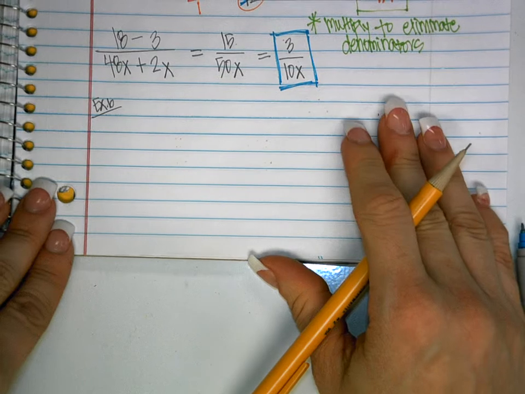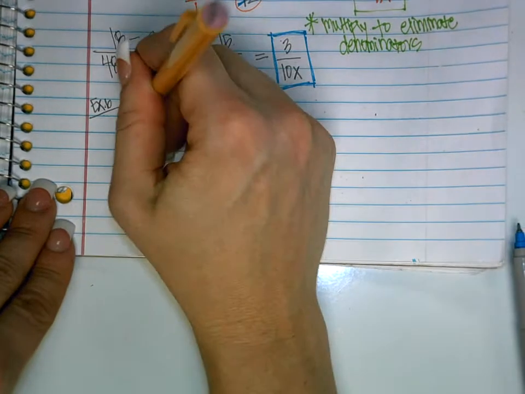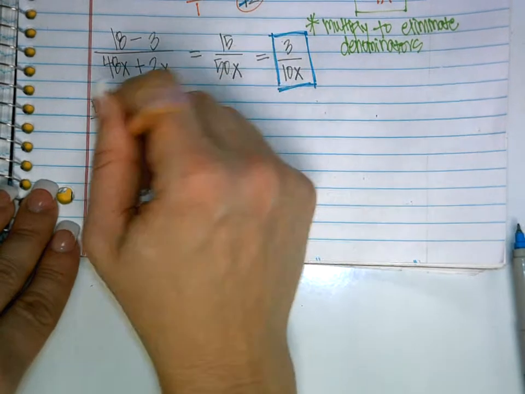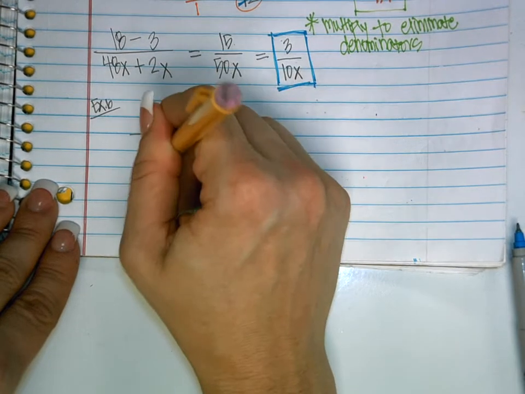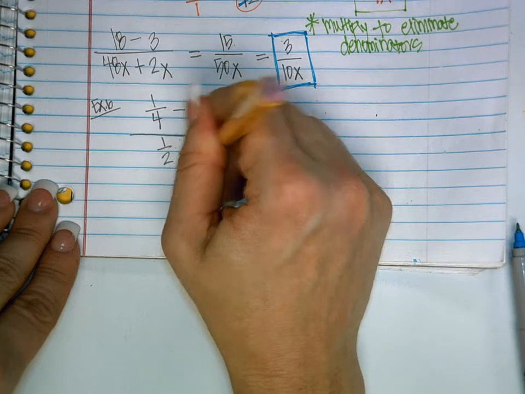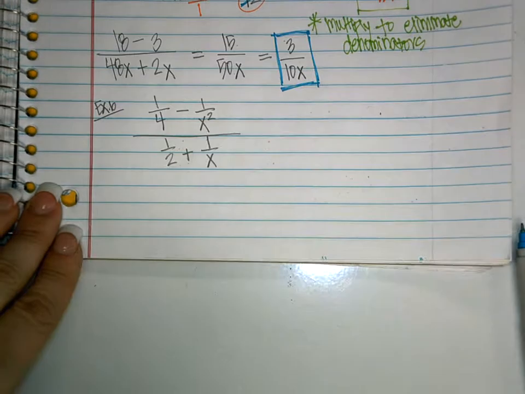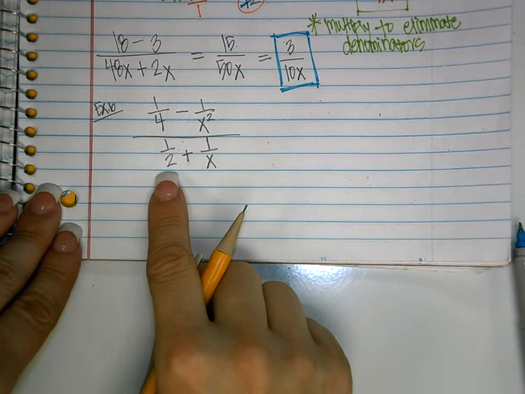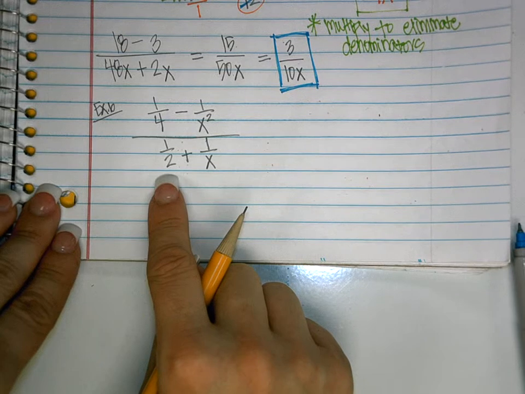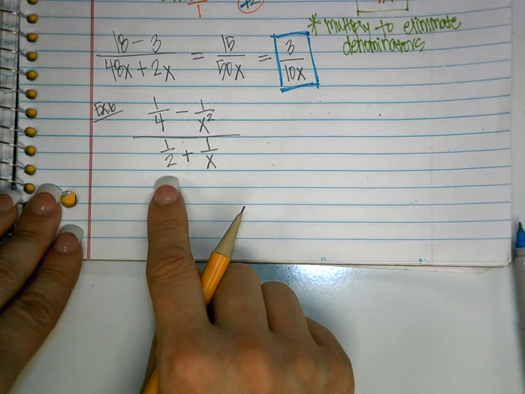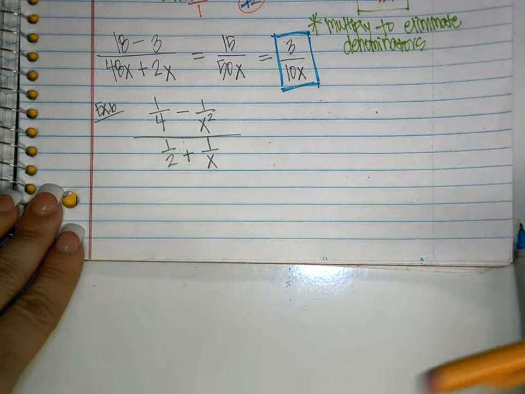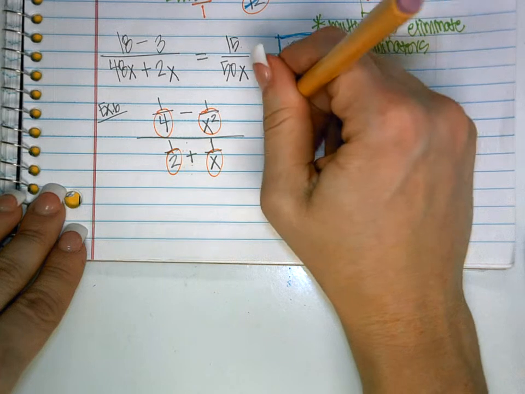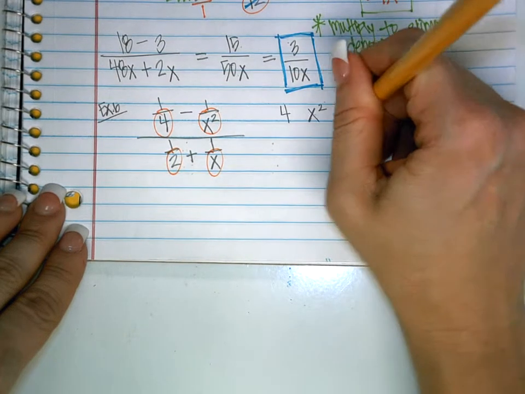Number 6, same thing. I want you to simplify this complex fraction: 1 over 4 minus 1 over x squared, divided by 1 over 2 plus 1 over x. So if you look at the LCM, I want you to look at all these denominators. We have a 4, an x squared, a 2, and an x.